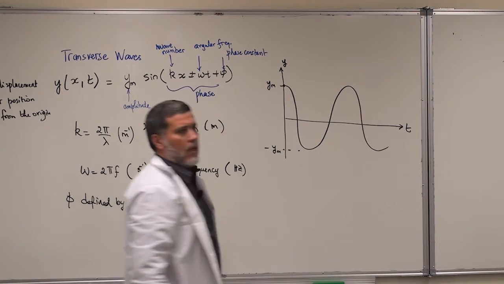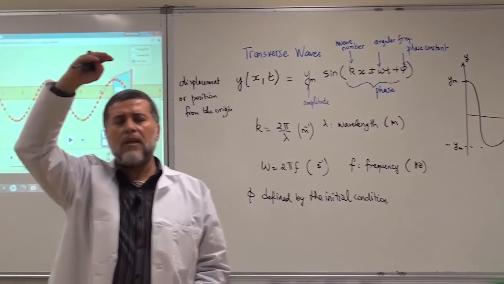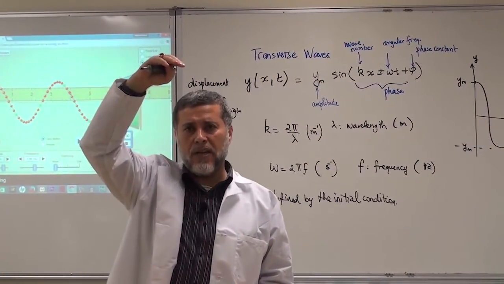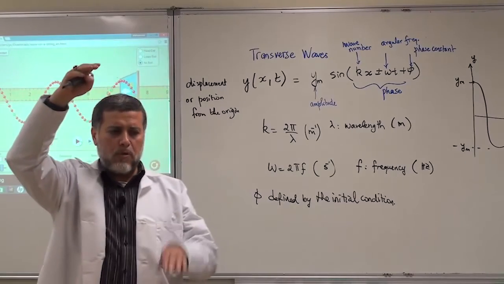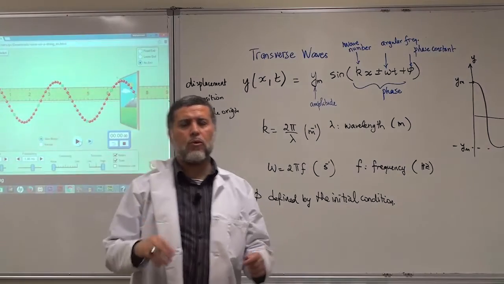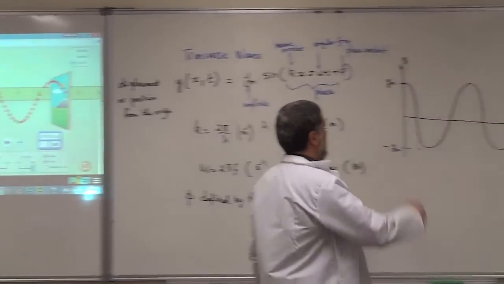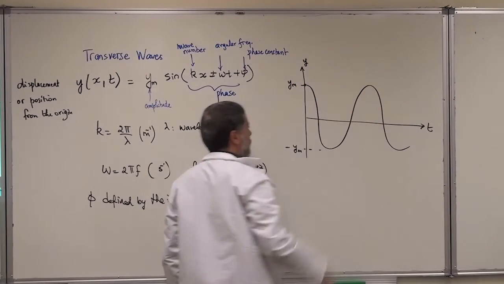By the way, the maximum position is called a crest, and the minimum position is called the trough. These are some definitions that you should know. Crest and trough. Here, this is a crest and this is a trough.